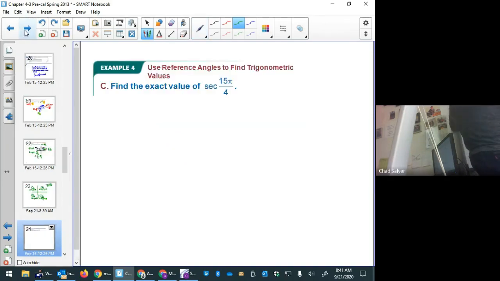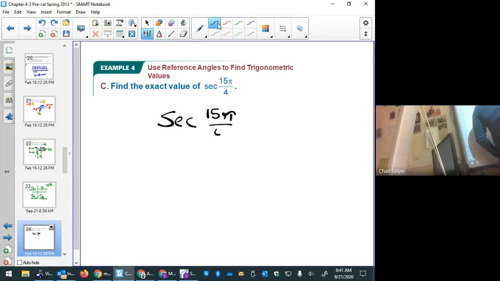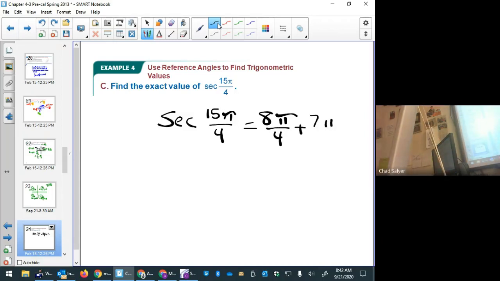Okay, so secant of 15 pi over 4. So here's an example of one we really need a reference angle for, because that's a mess. So let's think about this. 4 times 2 is 8. So I can rewrite this as 8 pi over 4. And the reason I chose that is that's a multiple of 2 pi. That's one circle. And we're left with 7 pi over 4.